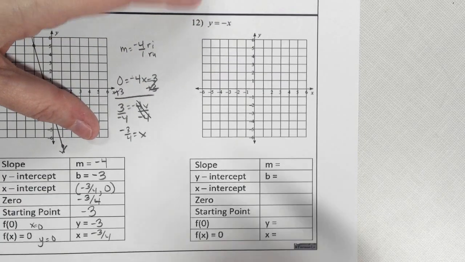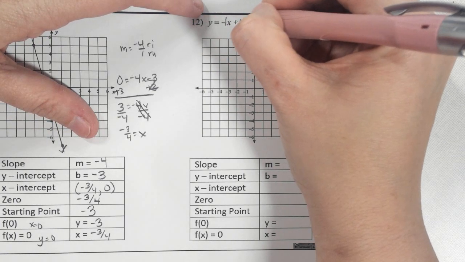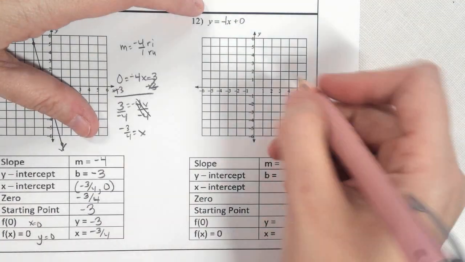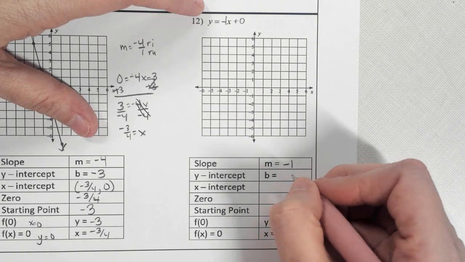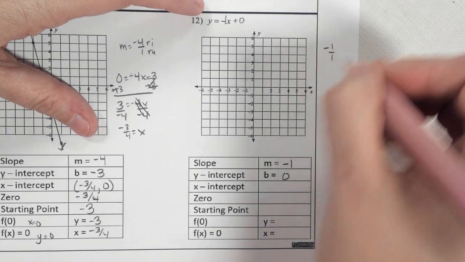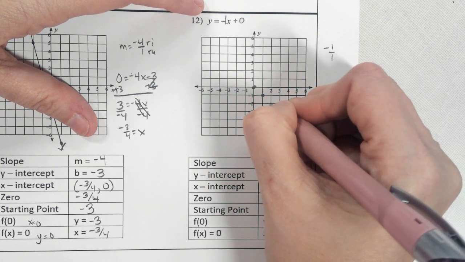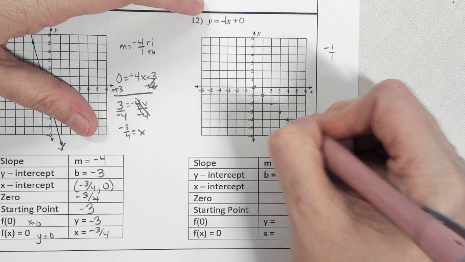This one's pretty easy. So that means if I put all my invisibles, it will be -1x plus 0. It means my slope is -1, my y-intercept is 0. So that's -1 over 1. So I start at 0. I'm going to go down 1, right 1, down 1, right 1. I know I'm doing this right because my slope should be negative, and it is.